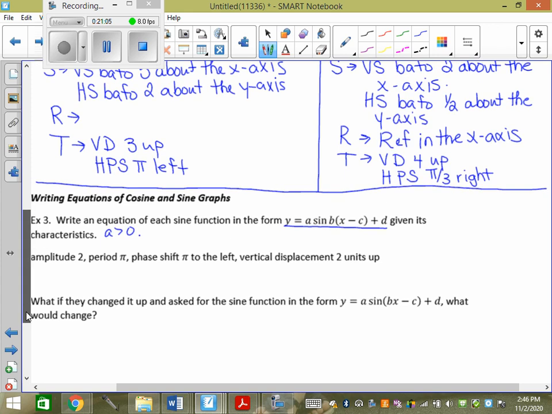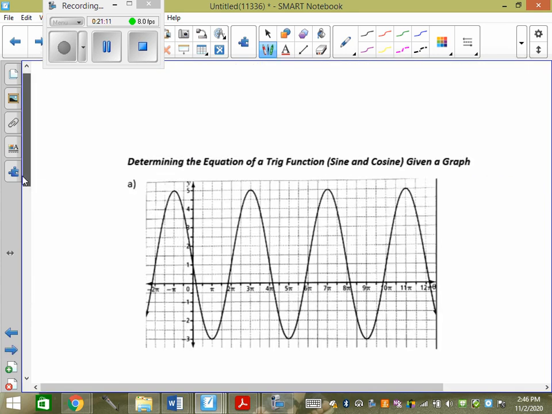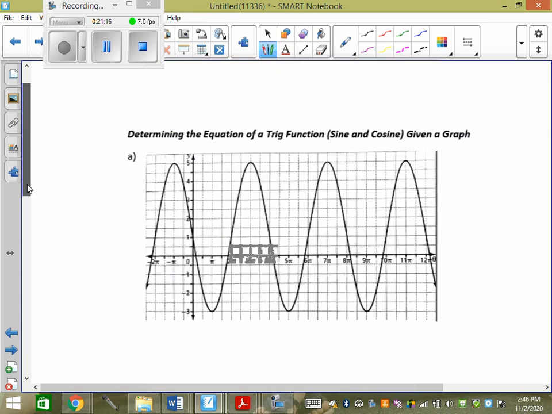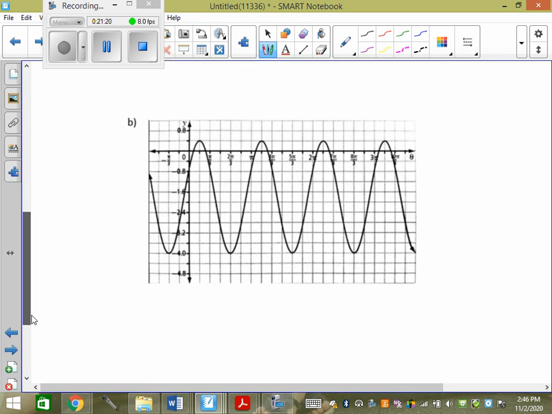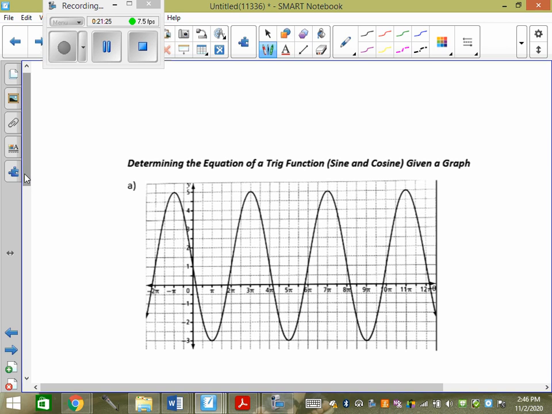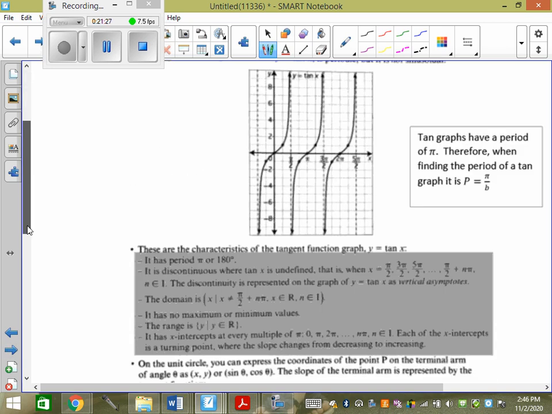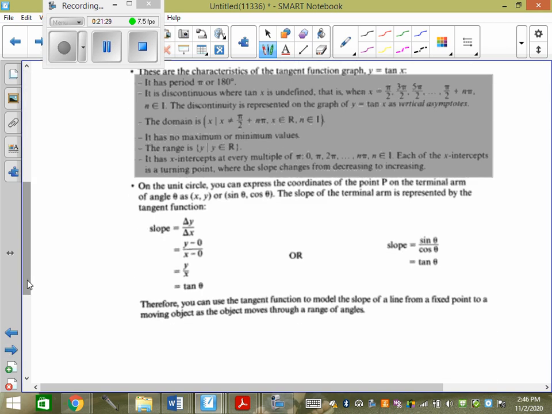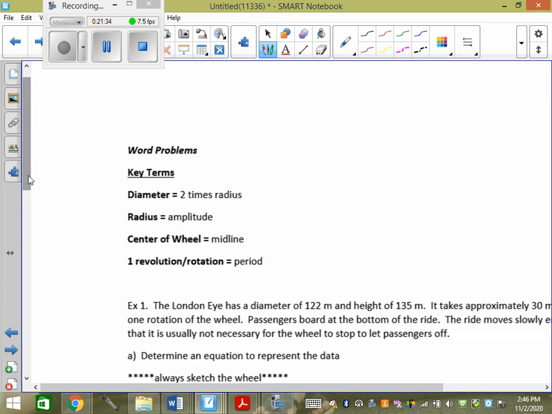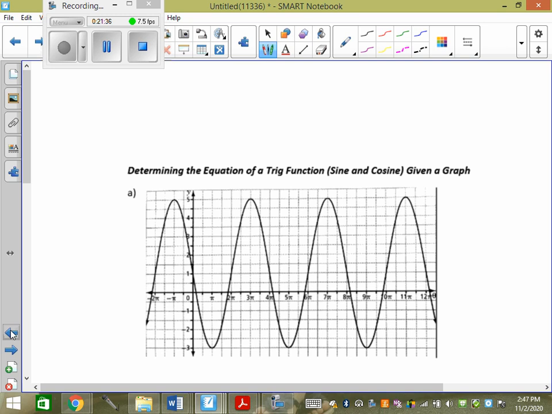Okay? We're going to do example 3. Example 4 is the same thing, but I don't give you the information directly. I give you graphs. And of these graphs, I want positive a sine, negative a sine, positive cos, negative cos. I want 4 equations for both of these. Okay? So we're going to work on those 2 next. After that, we're going to just go through tan graphs. There's nothing to do. And then we're going to finish off with word problems. Okay? So you're going to work on those.